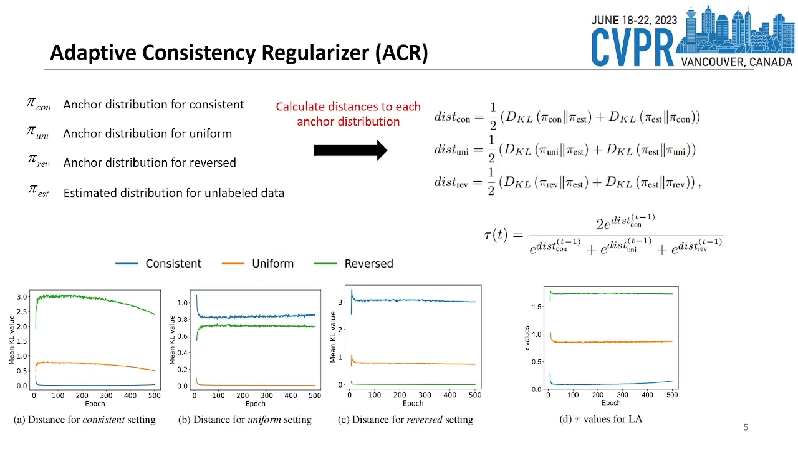Based on the distances to the anchor distributions, ACR can adaptively handle various class distributions of unlabeled data in a unified formula that adjusts the scaling parameter tau like this. In this formula, consistent and reverse settings will receive a small and large tau value respectively. You can see section 3.2 of our paper for a detailed explanation. Figures illustrate the bidirectional KL divergence for different unlabeled data distributions and tau values during training, which conforms to the description in our paper.